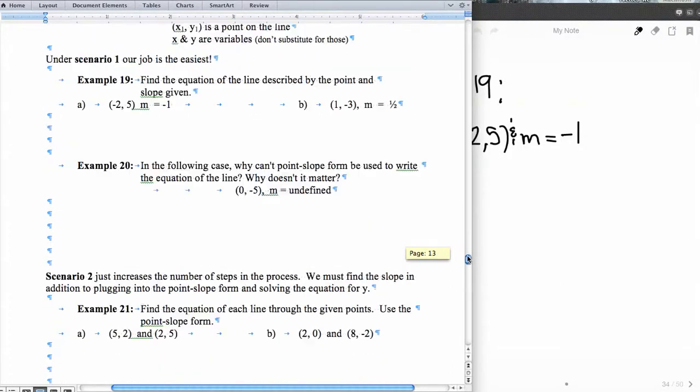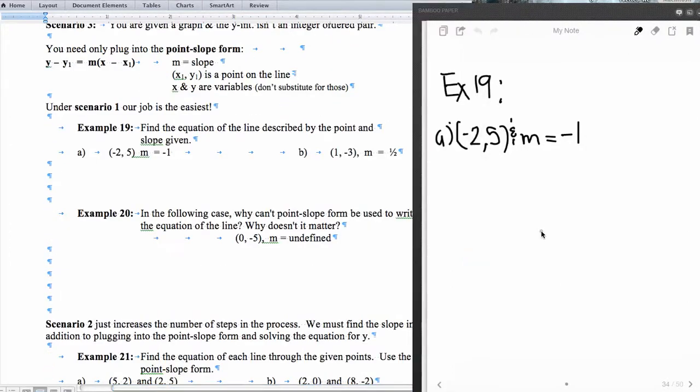So example number 19, let me scroll it a little bit there. We have negative 2, 5, which is a point, not the y-intercept point because it doesn't have the x being equal to 0 right here. That's how we tell that this is not the y-intercept. x does not equal 0, and therefore we know it's not the y-intercept. And we're given the slope.